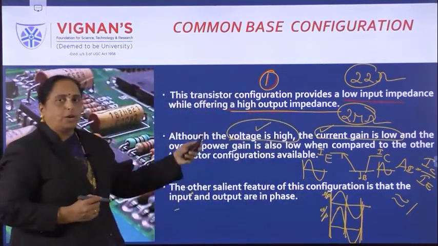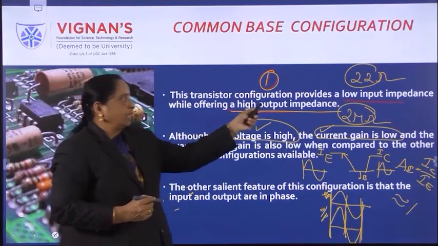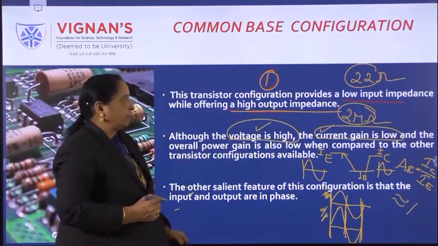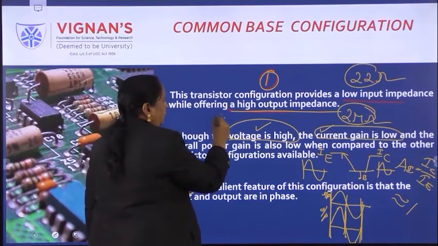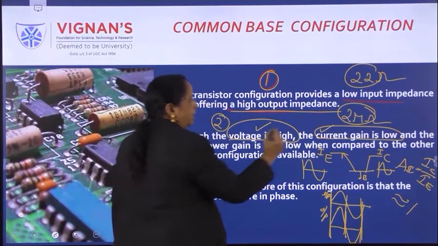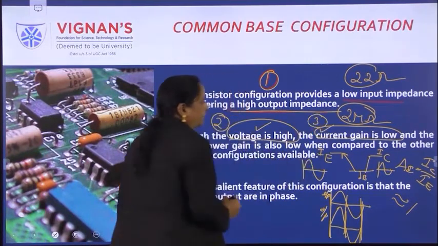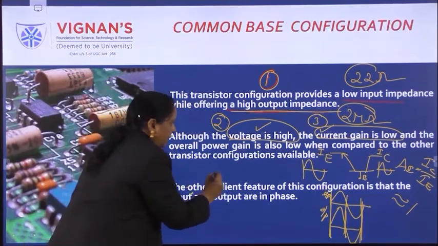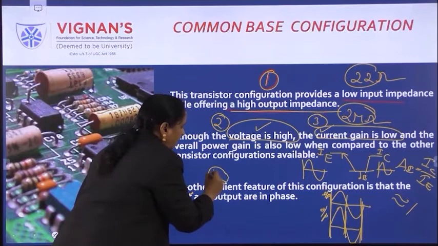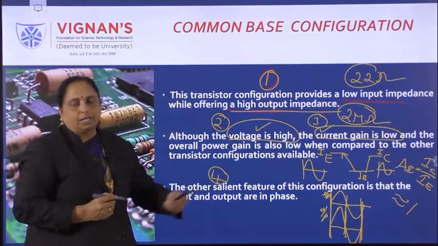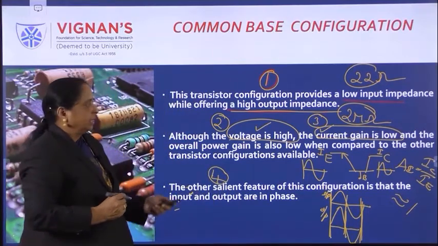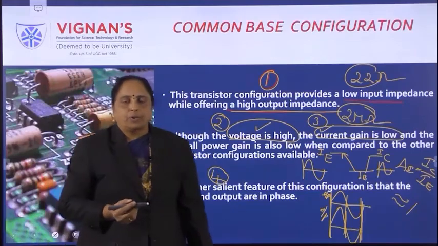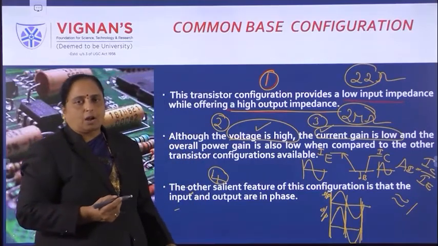So how many points can we conclude here? Depending upon the resistors, point number 1, the voltage gain is very high. The current gain is very, very less compared to all the other configurations, and the input and output signals are in phase. Okay, then next we will discuss the common emitter configuration.